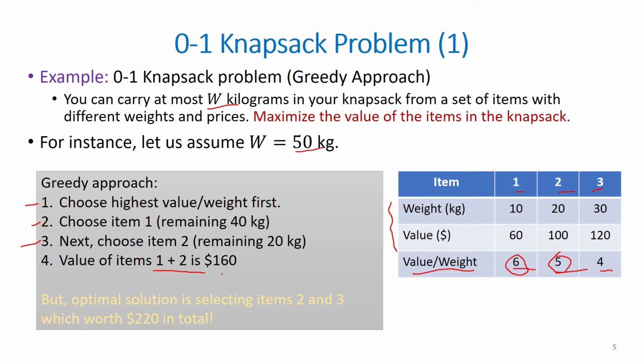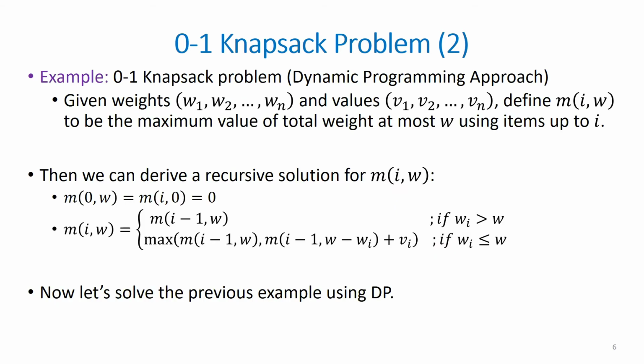$160 in total. But is this the optimal solution? What if the thief would have taken items 2 and 3? We see that it would have been worth more, that is $220. Now, let's solve the knapsack problem using dynamic programming.